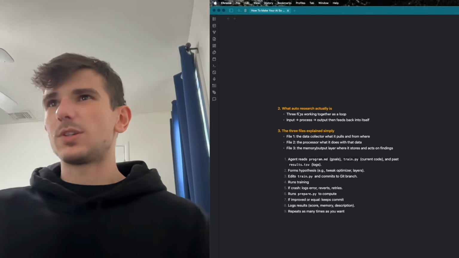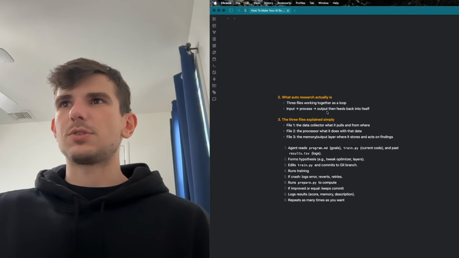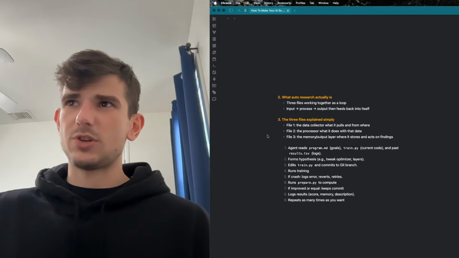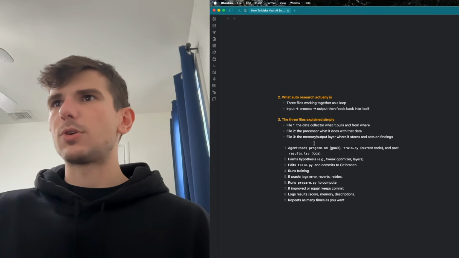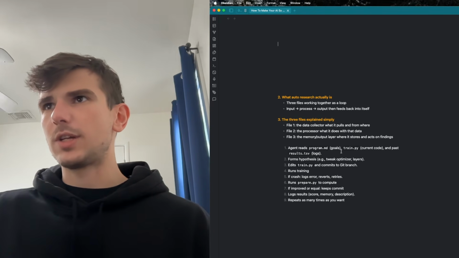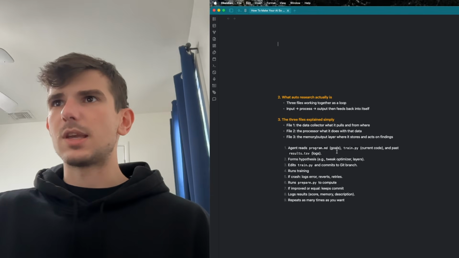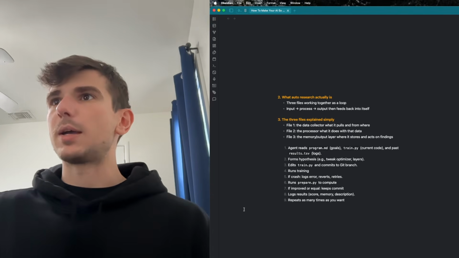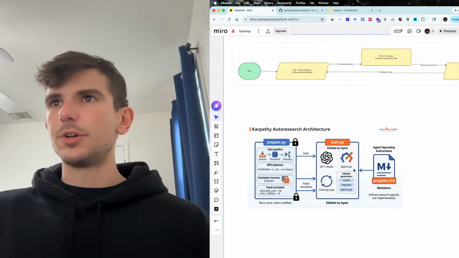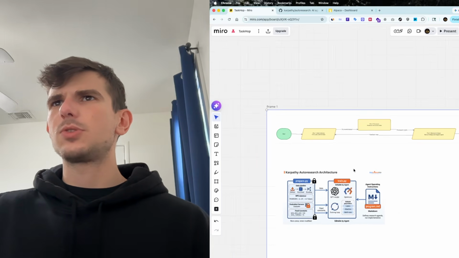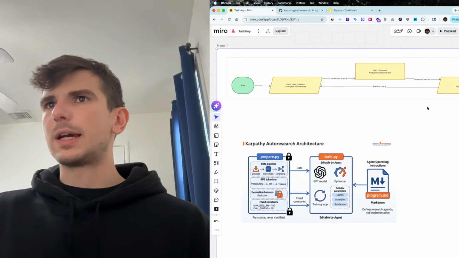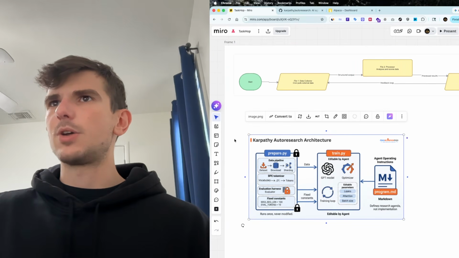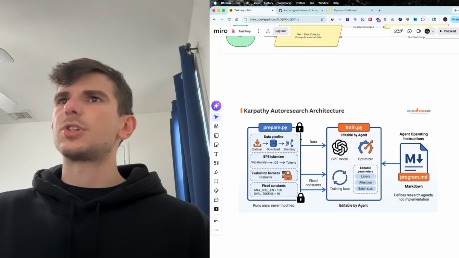The way it works is that there are really just 3 core files. There's a data collector that pulls some information, a file that processes things, and an output layer. So there's the program.md, there's a train.py, there's a results file, and there's also a prepare.py. I used Miro to show visually what the loop may look like, and then I found this online from a guy who created it, which is a pretty good demonstration of what this is.